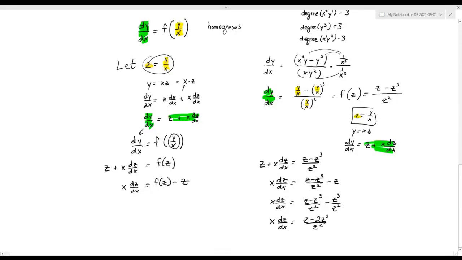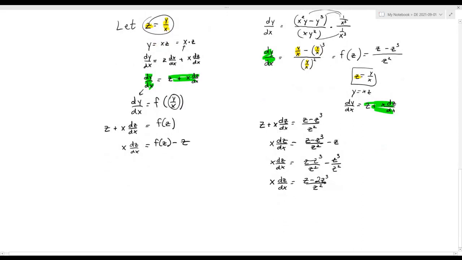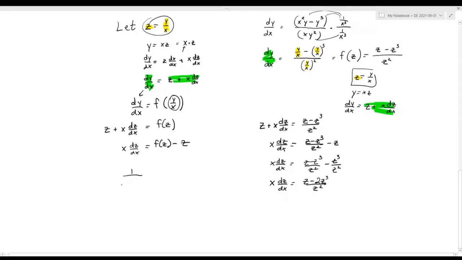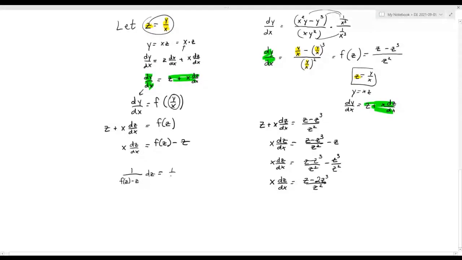So now we see that we can bring all the z business to the left side of the equality by dividing, and bring all the x business to the right.